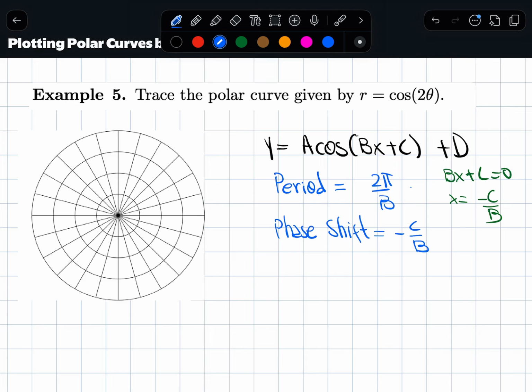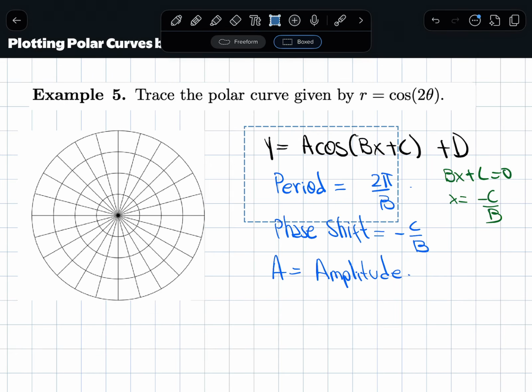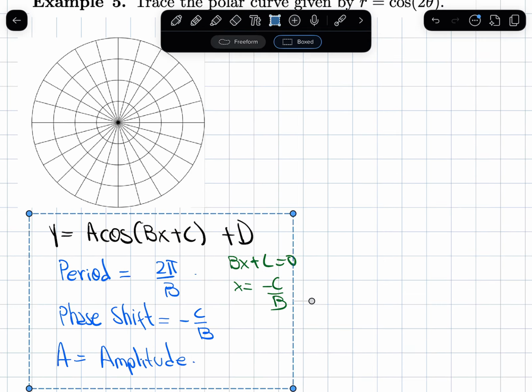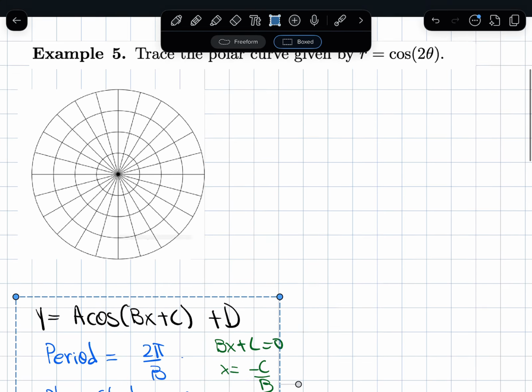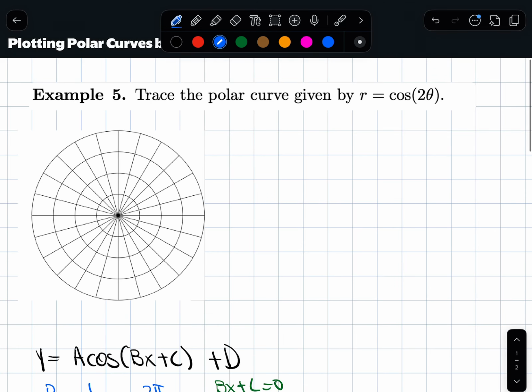So x is going to be negative c over b like this. So if you have a positive c, then your function shifts to the left. If you have a negative, depending on b, of course, as well. And a is the amplitude, meaning this is a vertical stretch on your function. So with all of this, I'm not going to be keeping track of this for this example, but with all of this, how can I graph this particular function?